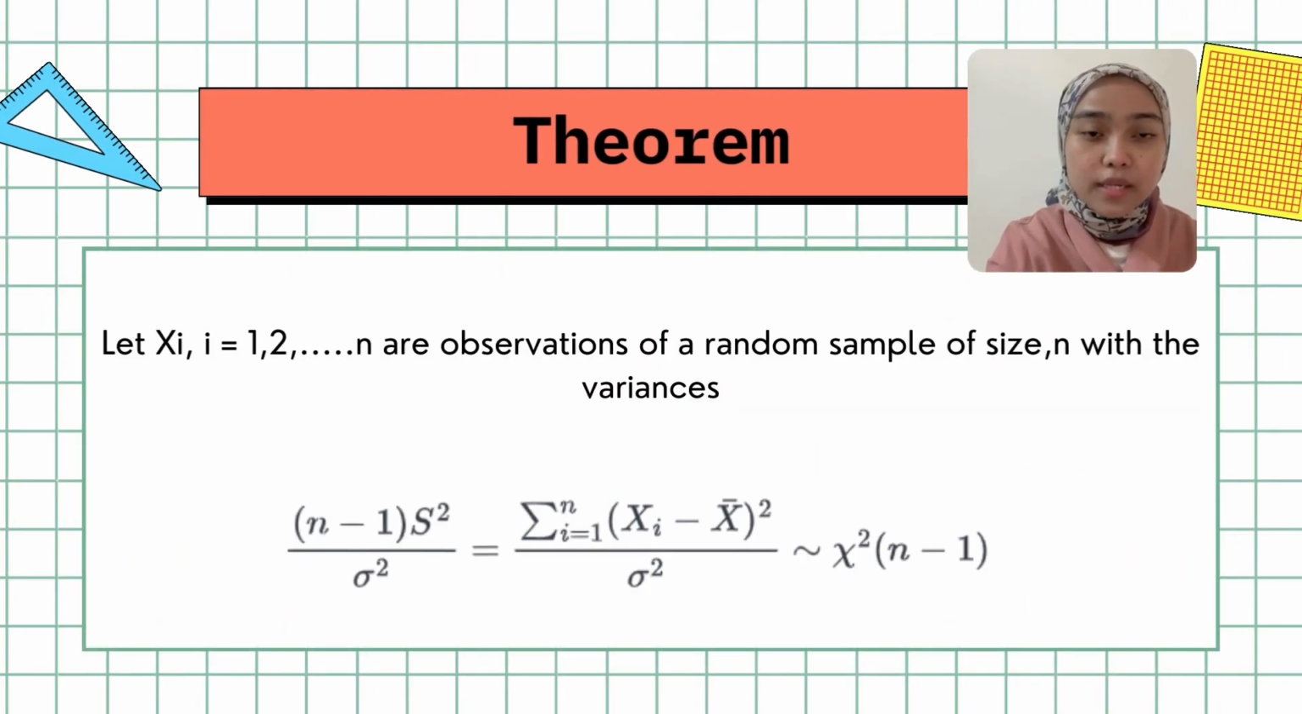For the theorem, this is the formula that we use, which is n minus 1 times s squared over sigma squared. For your information, the chi-square test is only used for the sampling distribution of the variance.